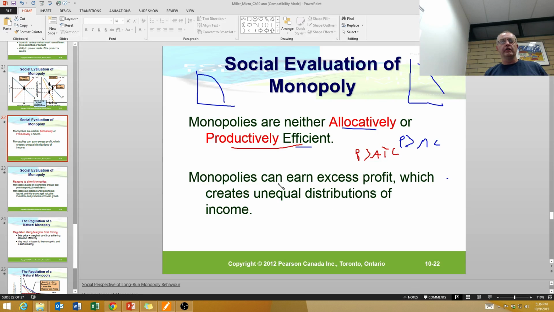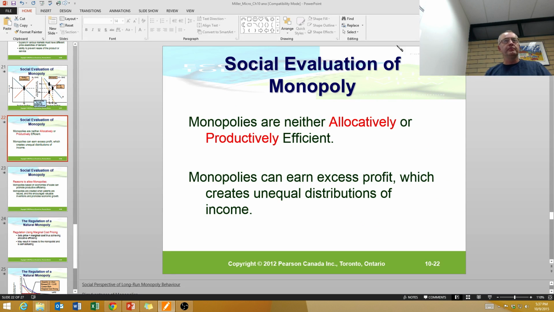And then another potential ill of monopolies is that they can contribute to unequal distributions of income within society. Monopolists often earn economic profits because price is greater than average total cost. The monopolist firms tend to be owned by the wealthier people in society, and so the profits get distributed to a minority of people, and so we have greater income inequality in society.